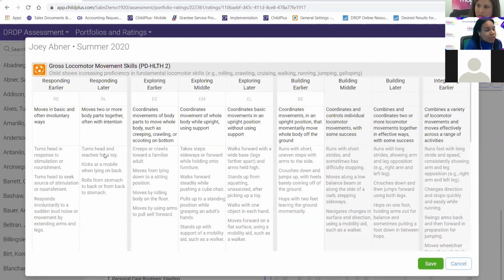So let's move on to our next developmental level. So this one is saying moves two or more body parts together, often with intention. And I'm at my responding later developmental level. And so it's saying turns head and reaches for a toy, kicks at a mobile while lying on back, rolls from stomach to back. Again, Joey's doing even more than that. So let's go ahead and look at our next developmental level.